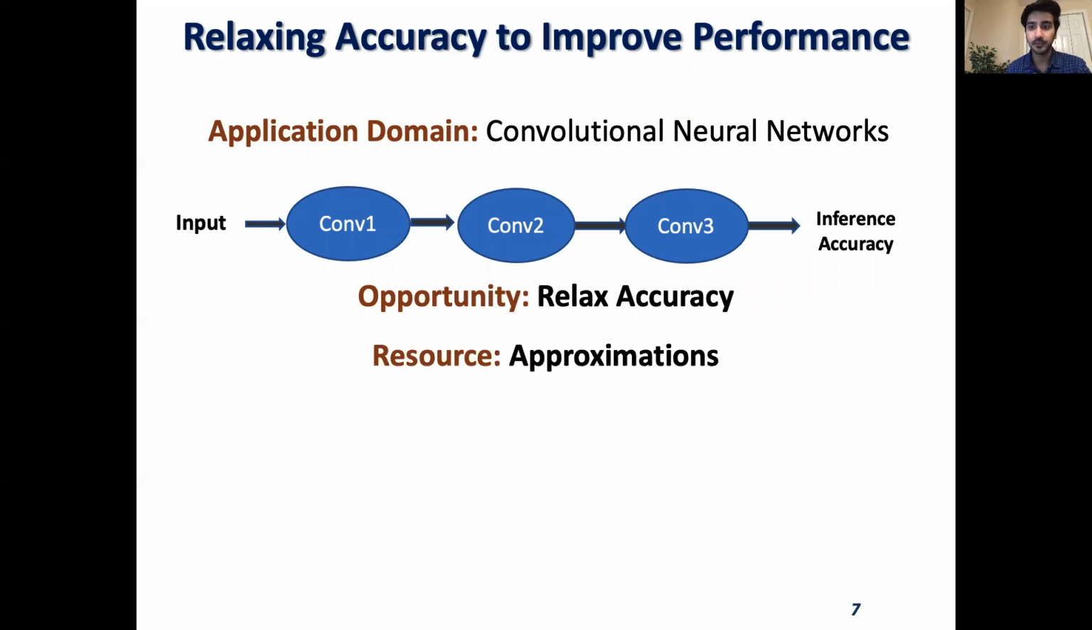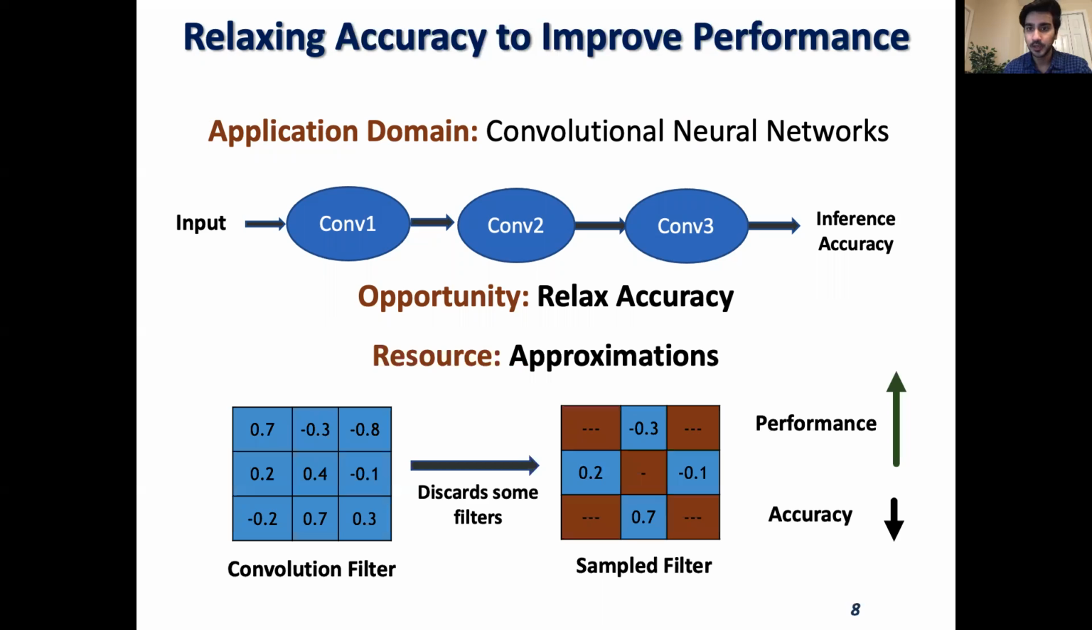The resource we use to exploit this opportunity are approximations. Specifically, approximations are automatic transformation techniques or algorithmic variants that relax some accuracy to improve performance and or reduce the energy usage. For instance, one domain-specific approximation technique proposed in literature and also used in our work transforms convolutional filters to discard some subset of filter elements. This transformation reduces the amount of computation that needs to be performed to compute the convolution output, and therefore it improves the performance with some loss in accuracy.